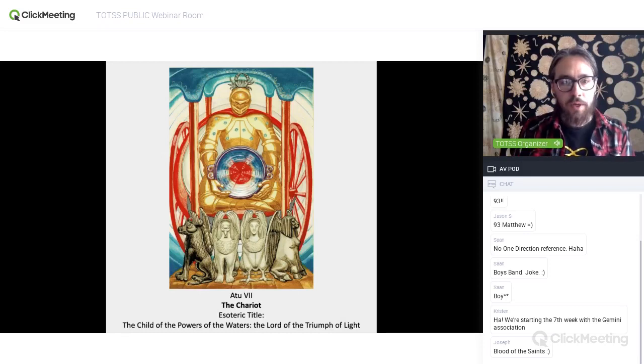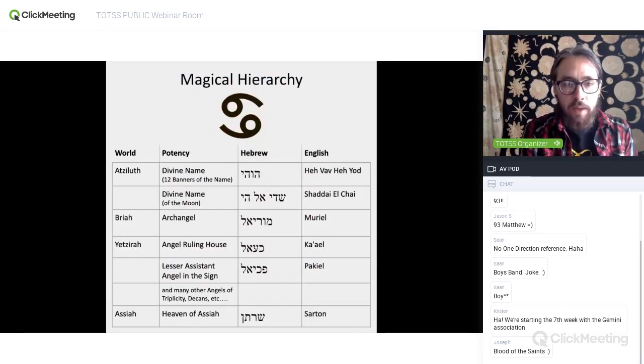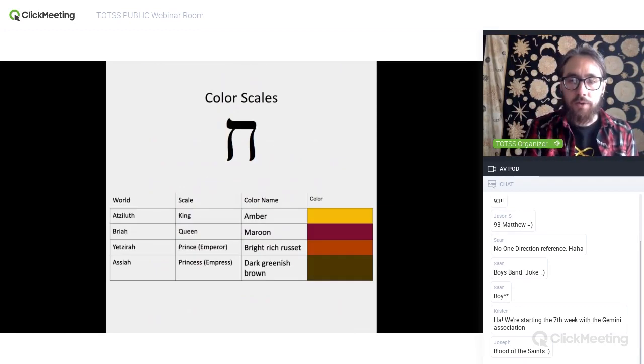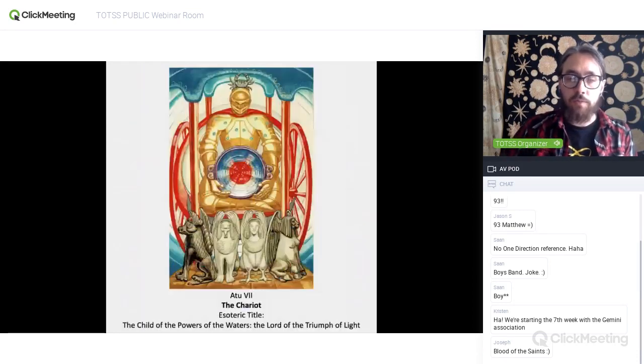Just one or two other things about the card. Obviously, that vision there describes a lot of what's being pictured in the card here. A few things about the color scales. If we look back, so here's our colors there. And we'll notice that there's a bunch of colors here, the blue and the red, that aren't part of the color scale of Cheth. But they are chosen for a specific reason.